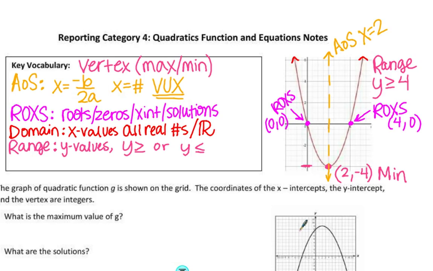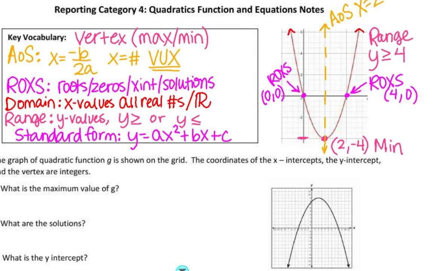Okay, and one last thing to remember about these guys is our standard form is y equals ax squared plus bx plus c. So remember, you have to get all of that stuff in order on the same side of the equal sign before we can even do anything. Now remember, your best friend for our quadratics is going to be your calculator. So make sure you have him out and available.